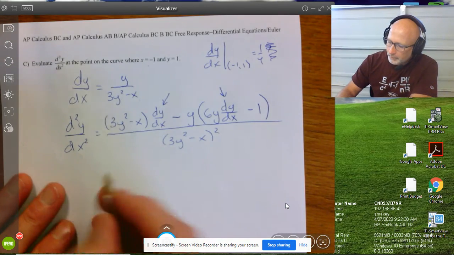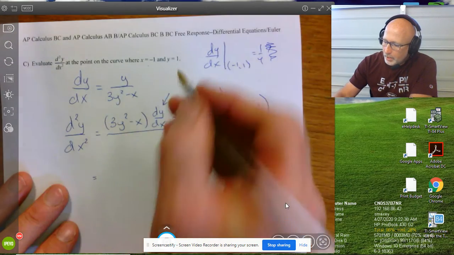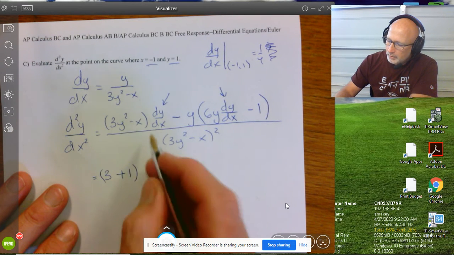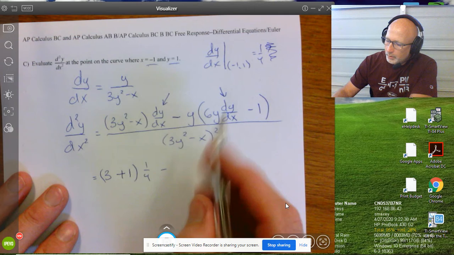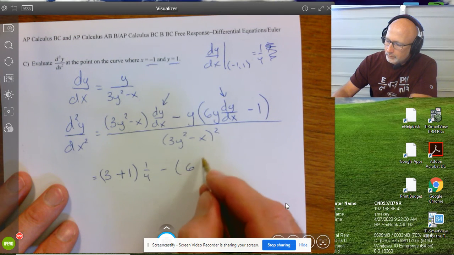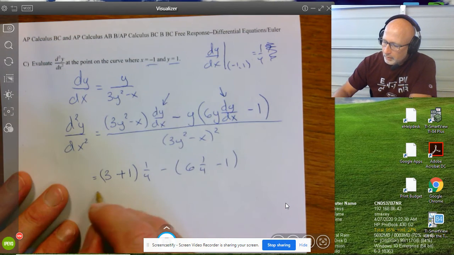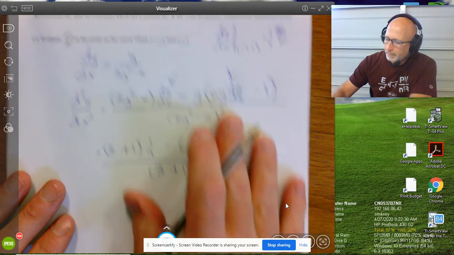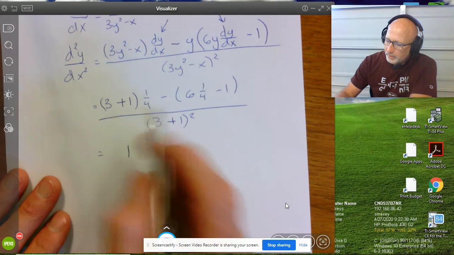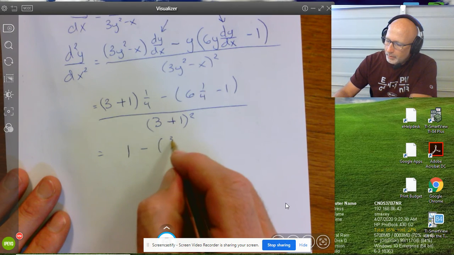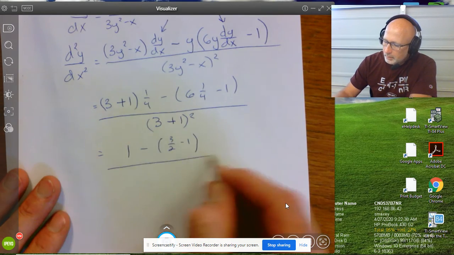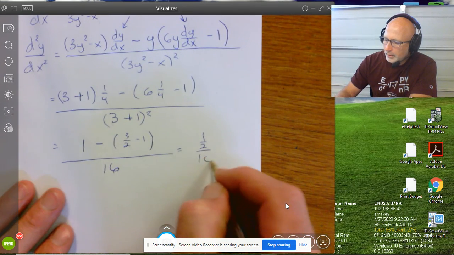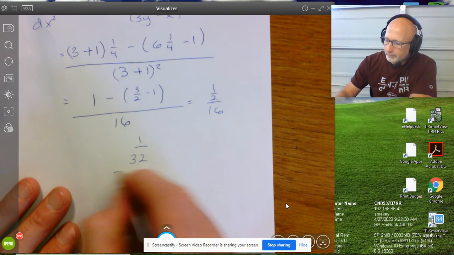So plug everything in. y is 1, x is negative 1. So 3 minus a negative 1, so plus 1, times 1/4 minus 1, minus 6 times 1/4 minus 1, all over 3 minus a negative 1, so plus 1, squared. So this would be 1, this is 1, minus 3 halves minus 1, all over 16. So this is a half over 16, which gives you 1/32.